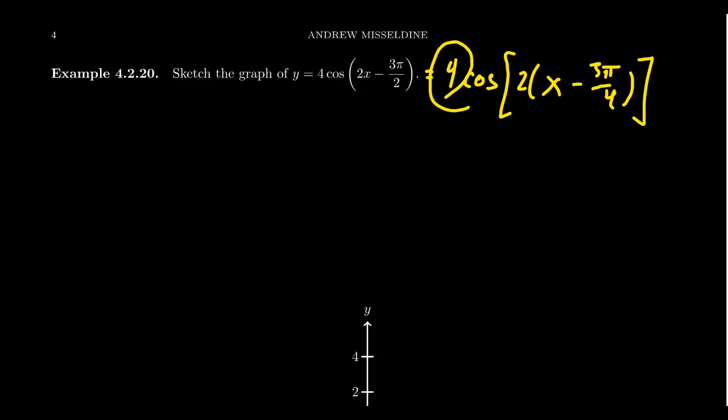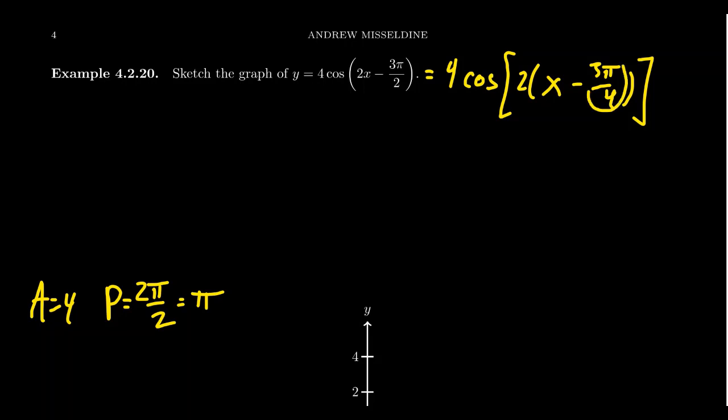So we see, for example, the amplitude here is going to be a 4. There's no reflections. There's no shifting going on. This 2 right here affects the period. We see the period is going to equal 2 pi over 2, which says the period is equal to pi. And then what does this 3 pi fourths do to us? This 3 pi fourths is going to be a horizontal shift to the right. So we see that h is going to equal 3 pi fourths, like so.